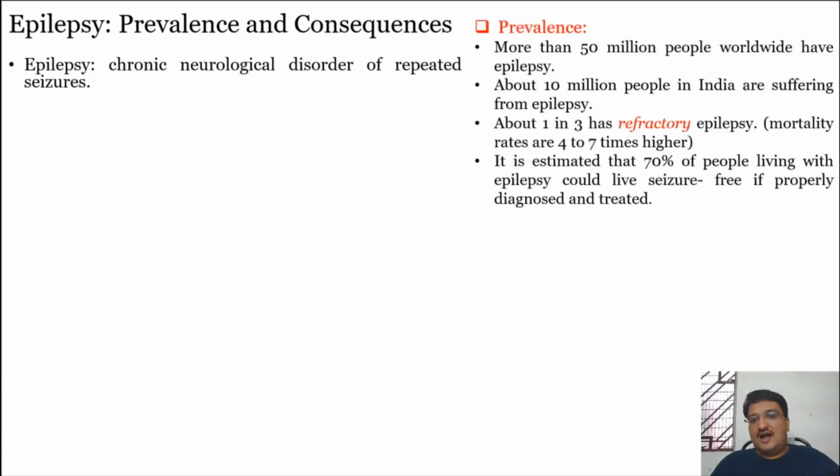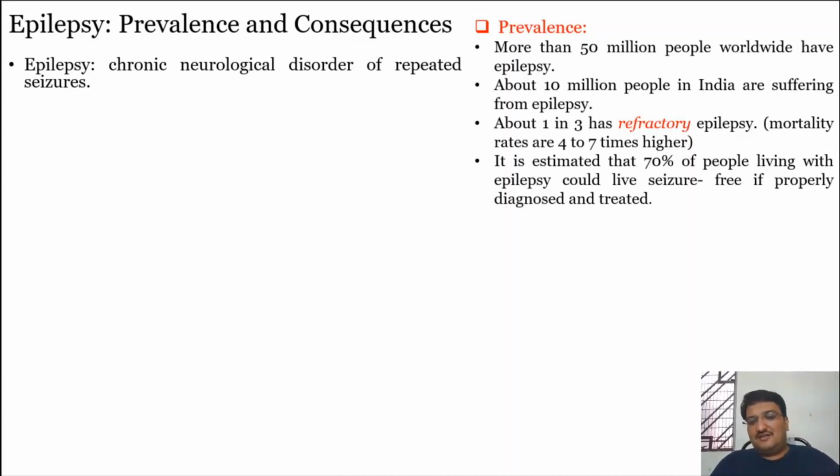This is basically the prevalence, how prominently the disease has spread so far. More than 50 million people are already affected by epilepsy, and this is data which was taken a few years back. If I talk about India, around 10 million people are already affected by epilepsy.